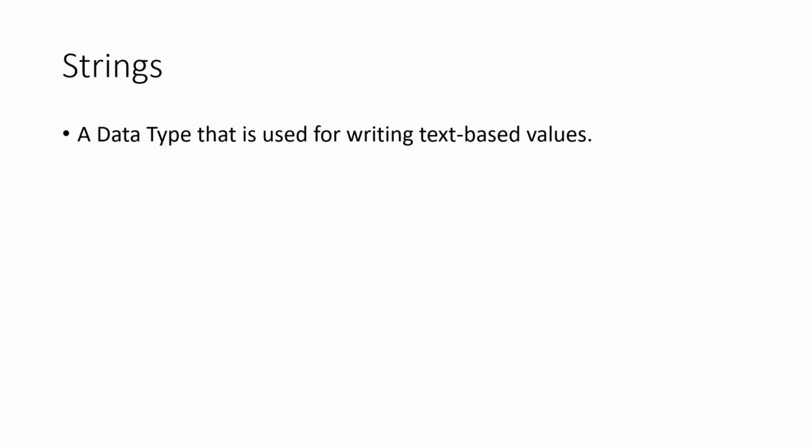So let's move on to the next one, strings. So strings are a data type that is used for writing text-based values. So what does that mean? Now, normal text that you write in, let's say, a Word document, those are basically strings. So text, normal text or text values are called strings in programming. So you can specify strings and integers as we're going to cover now.